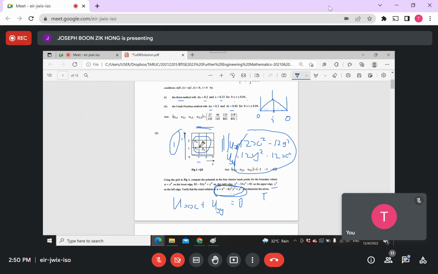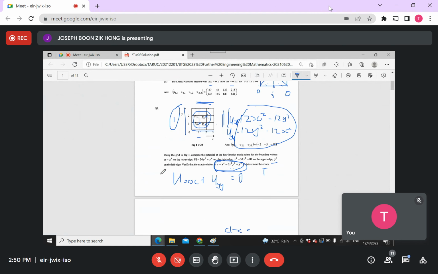You just put in this point, and then you have 1, 2, 3, 4. You put in this point, you have 1, 2, 3, 4. You put in this point, 1, 2, 3, 4. So you will have 4 equations, and by using this one, you have 4 variables. Directly, you can get the answer. Okay, and then to determine the error, after you get this one, this one, this one, this one, put into here, and then compare. Okay, so this is the idea.